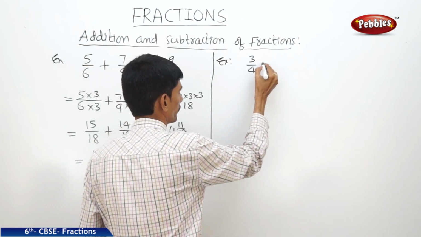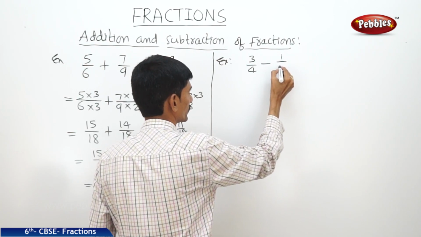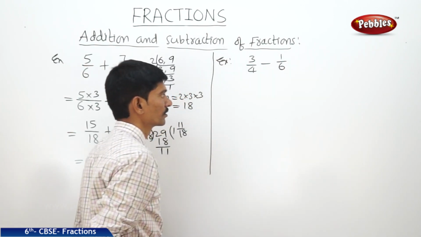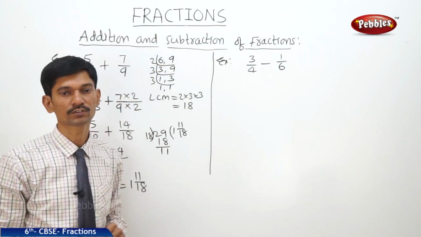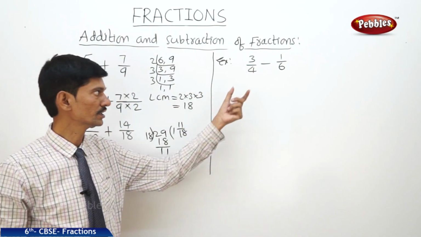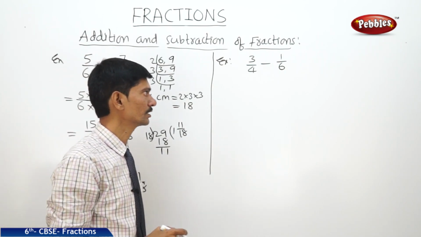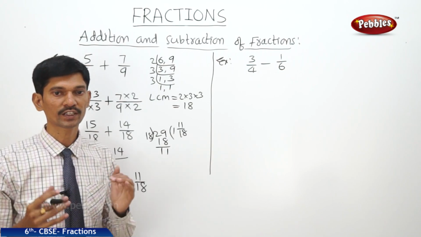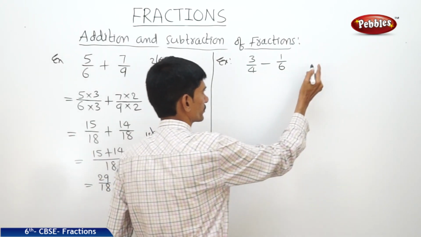3/4 minus 1/6. Now here also the given fractions are not like fractions, they are unlike fractions, which means the denominators are not equal. So first let us make the denominators equal. For this we have to find the LCM of the denominators 4 and 6.